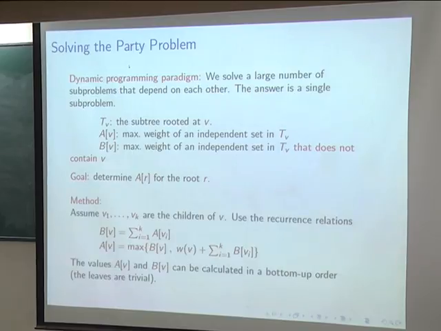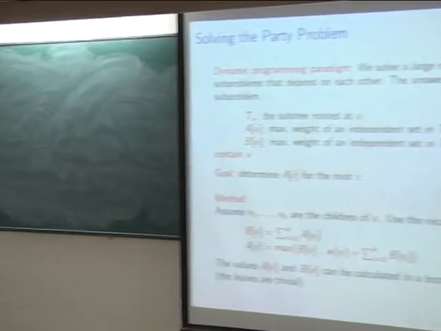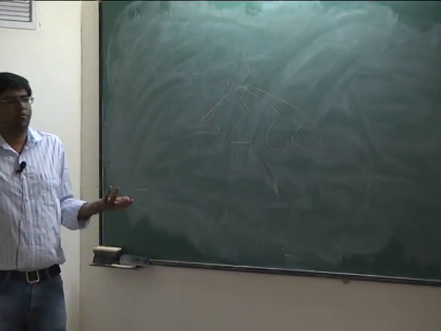Okay, so I'm not wasting too much time. This is the method. Assume that V1 to Vk are the children of V. We are going to use the following recurrence. What is B of V? Well, if I have B_V and my children, and I decide not to include this vertex in my independent set, then what should I do?